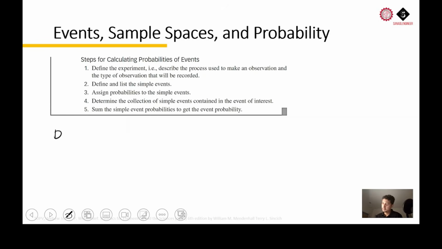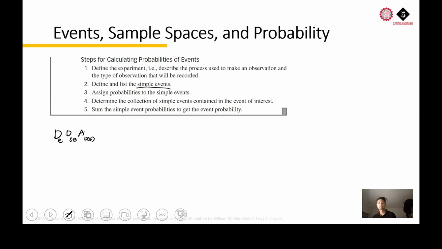Next is define and list all simple events. Remember, simple events, not events, okay? We need first to have the general overview of the sample space, and that can be done by having an idea of what the simple events are. So again, define the simple events. Number 3, after you have defined the simple events, is to assign probabilities to those simple events. Right?